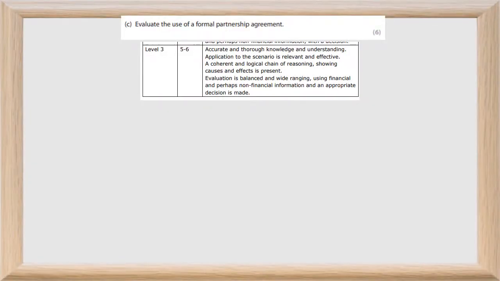The last part of the question asks us to evaluate the use of a formal partnership agreement. Since this question is for 6 marks, we should at least state one argument for and one argument against, with at least one linking point. We should conclude the answer strongly. Also, remember we should discuss both financial and non-financial factors.